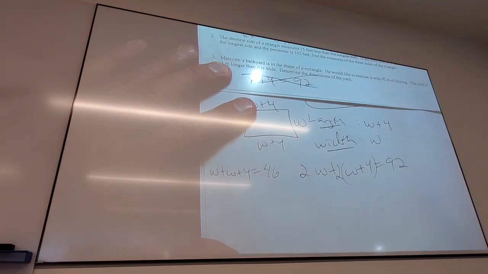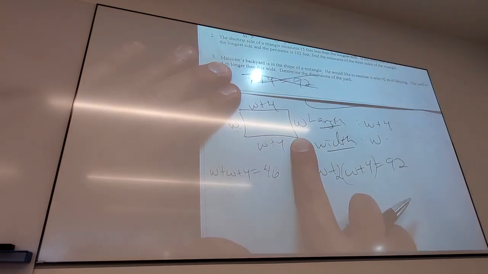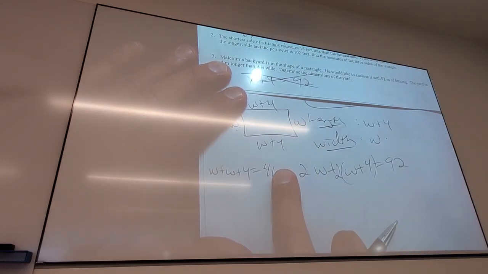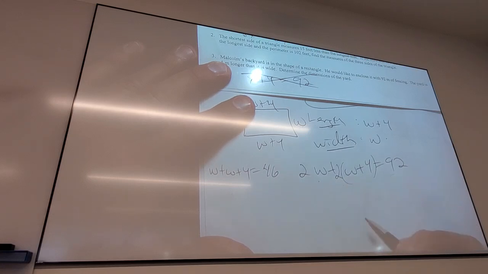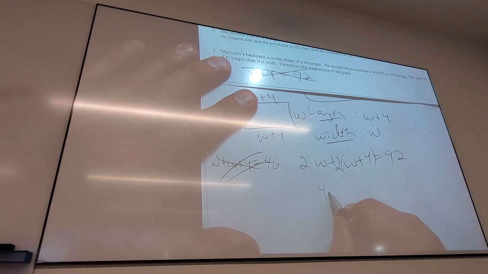46. Why does it equal 46? Because I only went how far? Halfway. So half of 92 is 46. And sure enough, if I divide by 2, I get that. Who cares? Whoop-de-doo. Who cares about that? That's bullshit. So now I just get 4W plus 8.